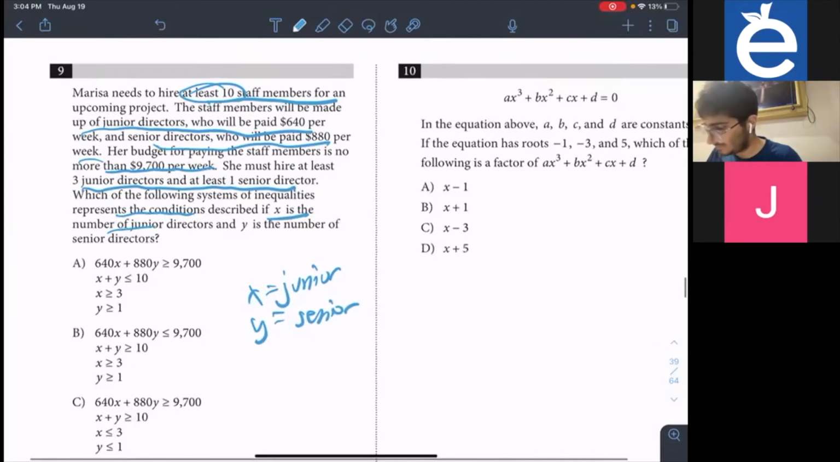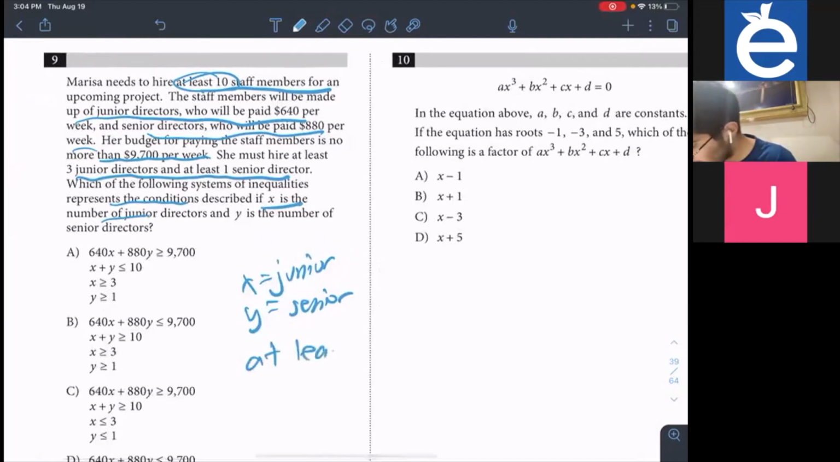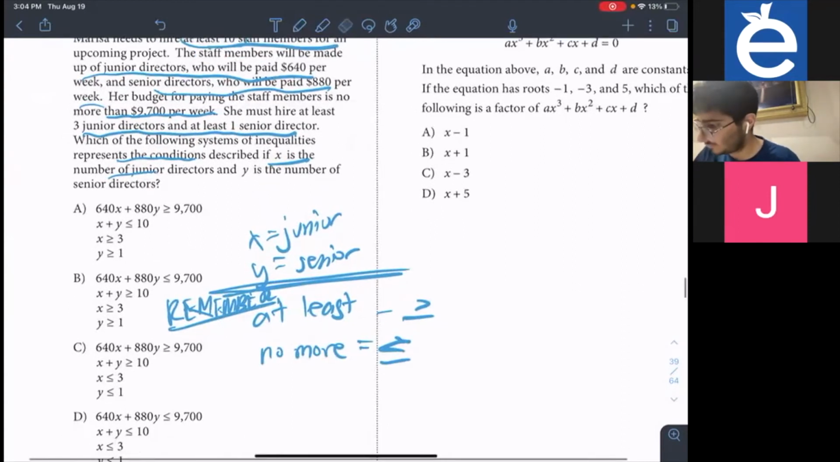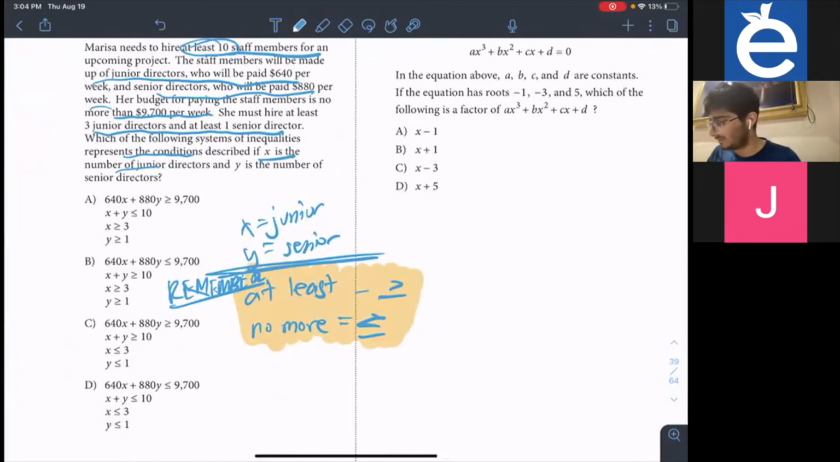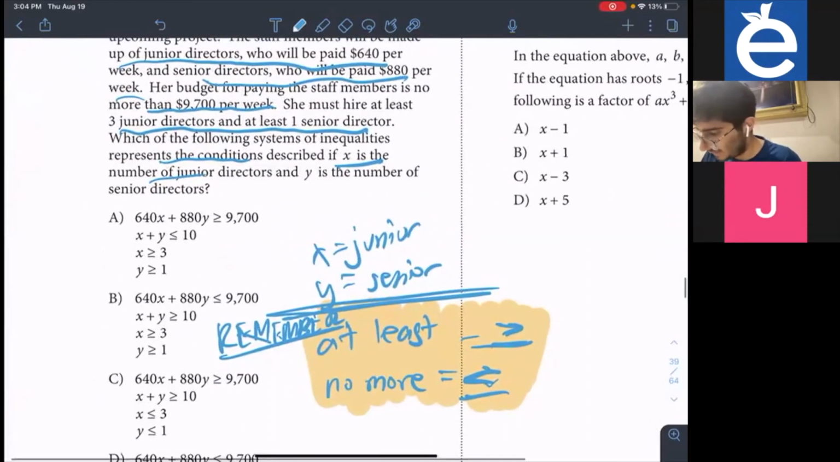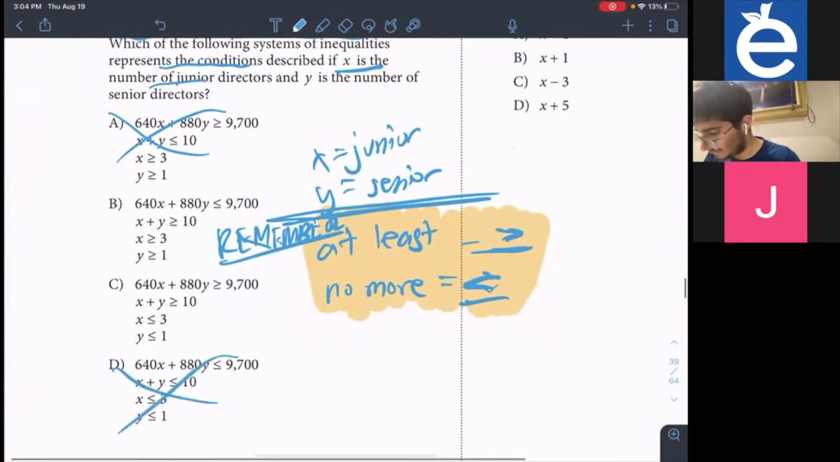So at least 10, so it has to be at least. Remember, at least is greater than or equal to, and no more is less than or equal to. You have to keep that in mind. So at least 10 staff members. So it can't be A and it can't be D, because it has to be at least 10 staff members.